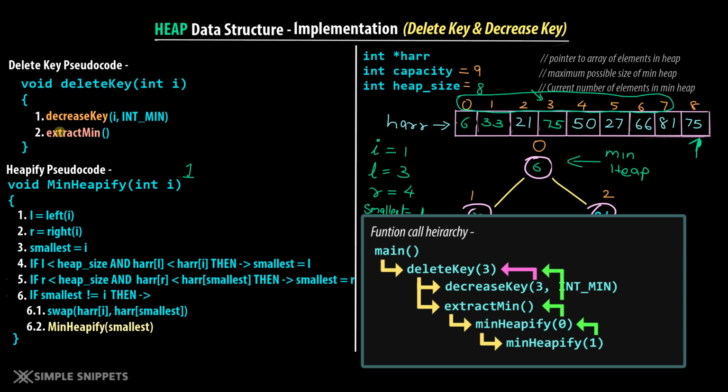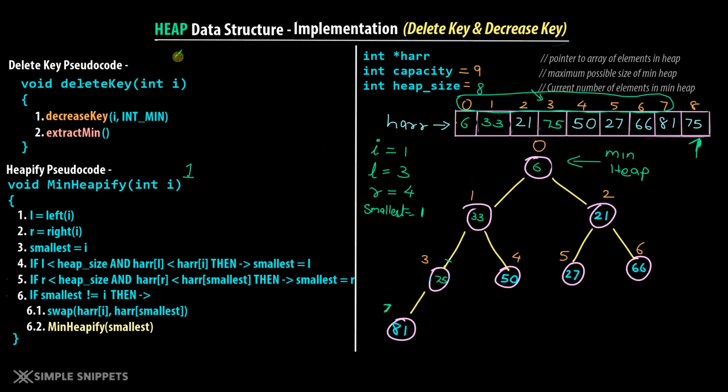Extract min will also be completed, you will come back to delete key, and if you observe, we have successfully deleted what we wanted to delete initially, which was the number 40, at index position 3. Right, it was over here. 40 was deleted, and in the array you cannot see 40 anymore, and you also have recreated the min heap. So this was the entire delete key operation, which is split into 2 parts.